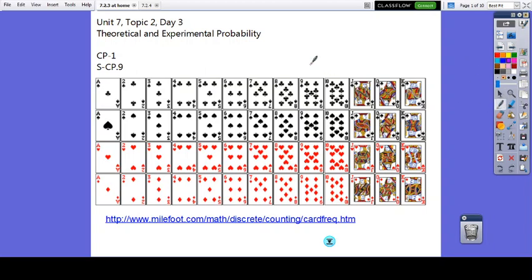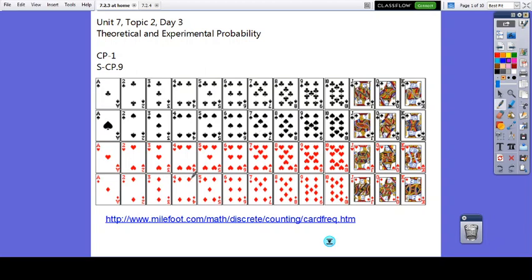Talking about 7.2.3, theoretical and experimental probability for the third day. This may be one of my favorite lessons in everything that I teach in geometry, so just so you guys know that, and in general, this is my favorite topic, so all of the probability stuff is pretty cool to work through. So today we are going to be getting into some card stuff.